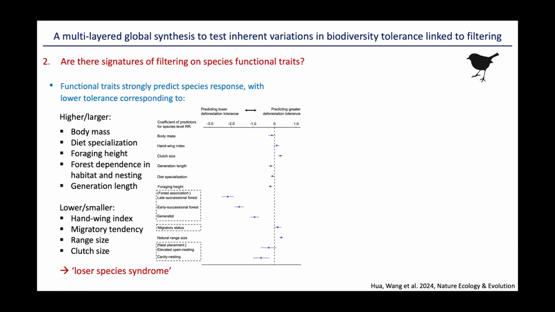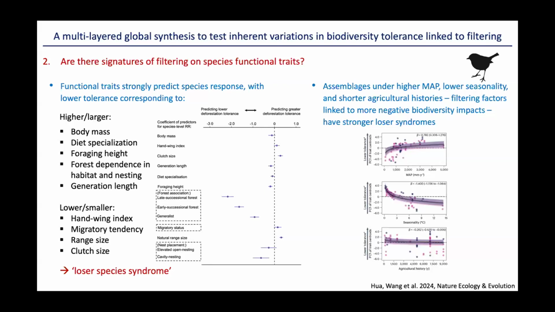Now, what can finally deliver the story of filtering home is the next analysis. So now that we know what a loser species would look like in terms of its traits, the story of filtering would only be complete if we can find that in systems that tend to have more negative impacts of agriculture on avian assemblages, they also tend to have more loser syndromes. So this is exactly what we found.